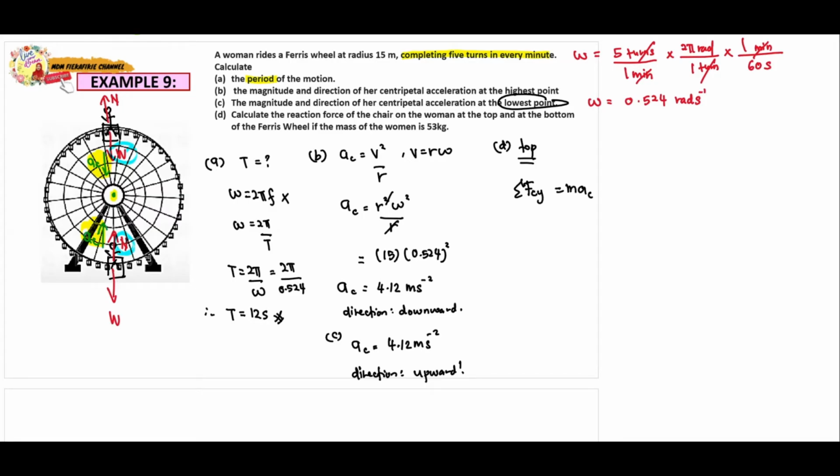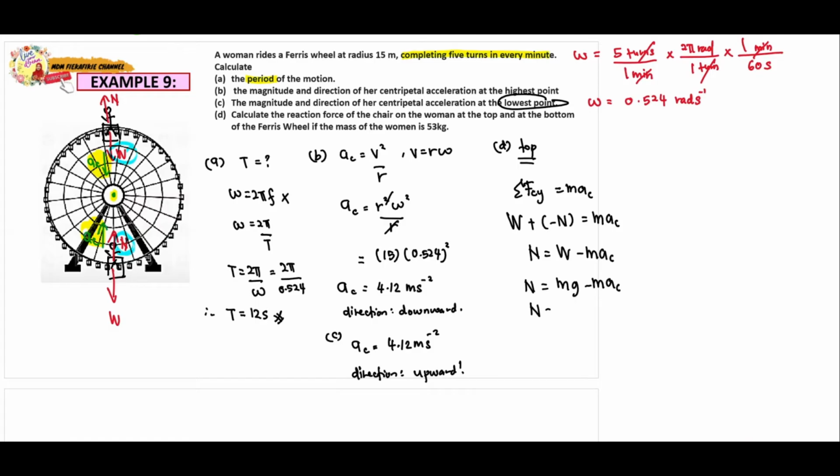Okay, look at here. At the top of the Ferris wheel, force apa yang sama dengan AC dia punya direction? W. So W should be positive plus negative N equal to MAC. So soalan tanya reaction force of the chair on the woman at the top. So we want to find N, right? Okay, so N is equal to W minus MAC. So N is equal to mg minus MAC.